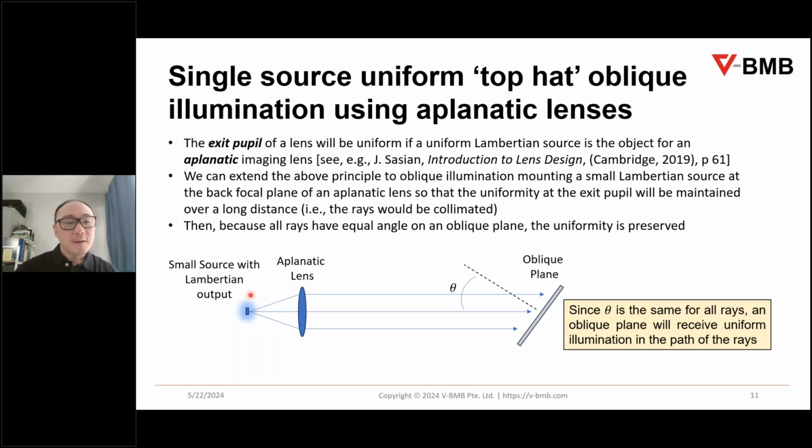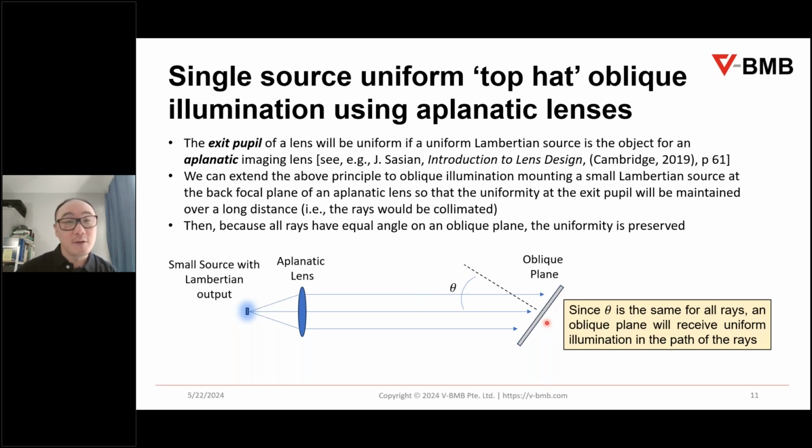But if you put a small Lambertian source, like a small LED, at the focal plane of an aplanatic lens, then the rays come out collimated, right? They come out parallel. It doesn't work for any lens. It has to be aplanatic. And then if you've got parallel rays, you've got uniform distribution. At the exit pupil it'll be uniform, but because the rays are collimated, that uniformity will extend over a larger space.